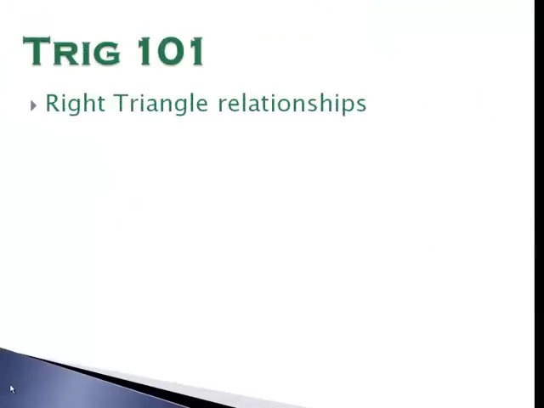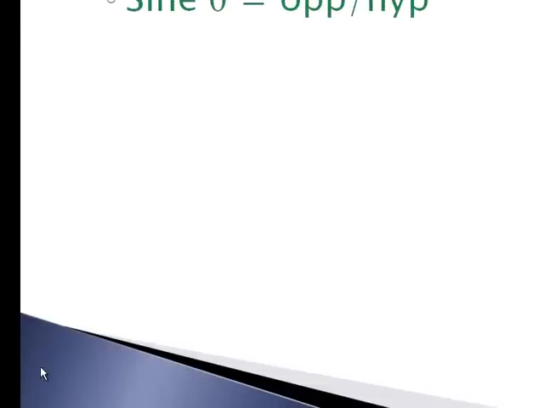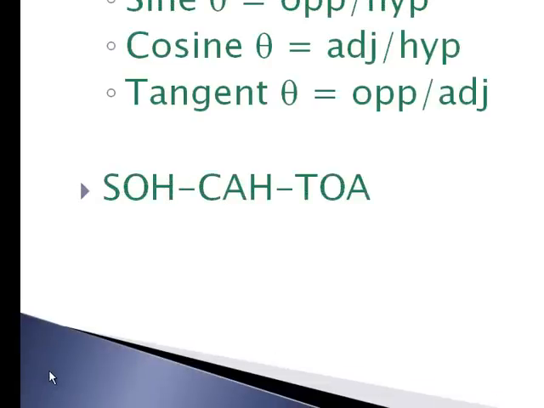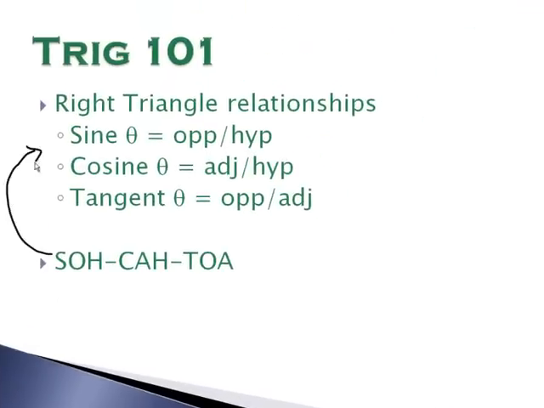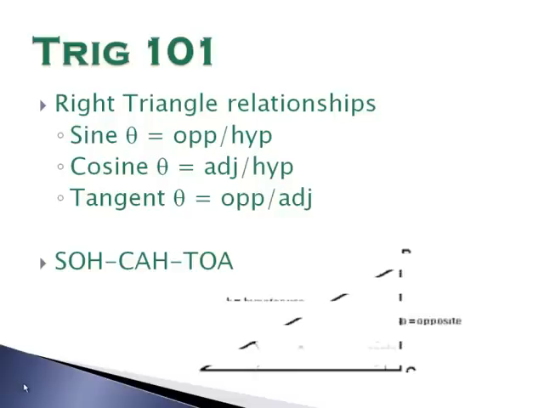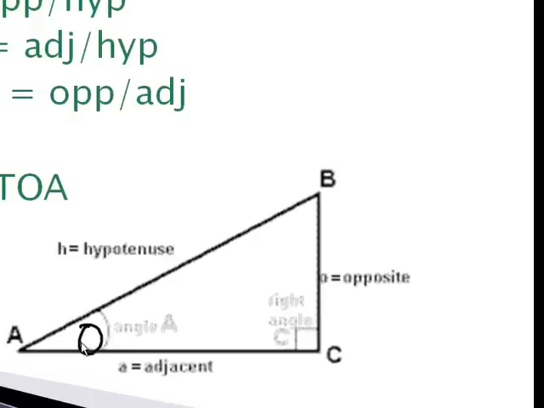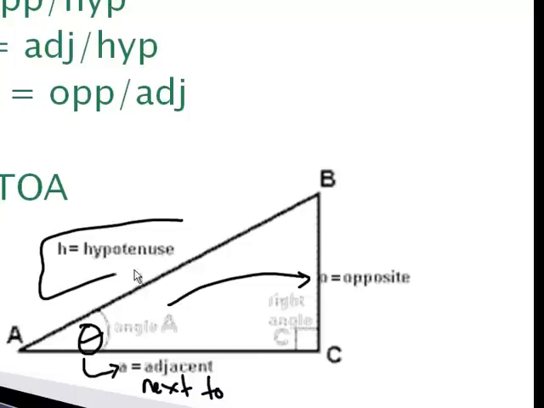Trig 101, if you don't know it, right triangle relationships. Sine is opposite over hypotenuse, cosine is adjacent over hypotenuse, tangent is opposite over adjacent. So SOH CAH TOA is the way that we remember all this stuff. Please fast forward through this if you're good. When we say opposite, if this is my angle, this side is opposite the angle, this side is next to. Fancy word for next to is adjacent. Hypotenuse is always the big one, and it's across from my 90-degree angle.